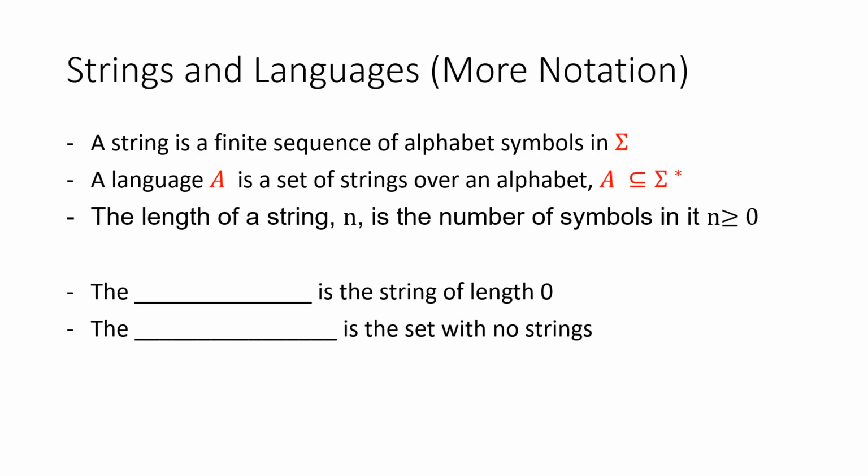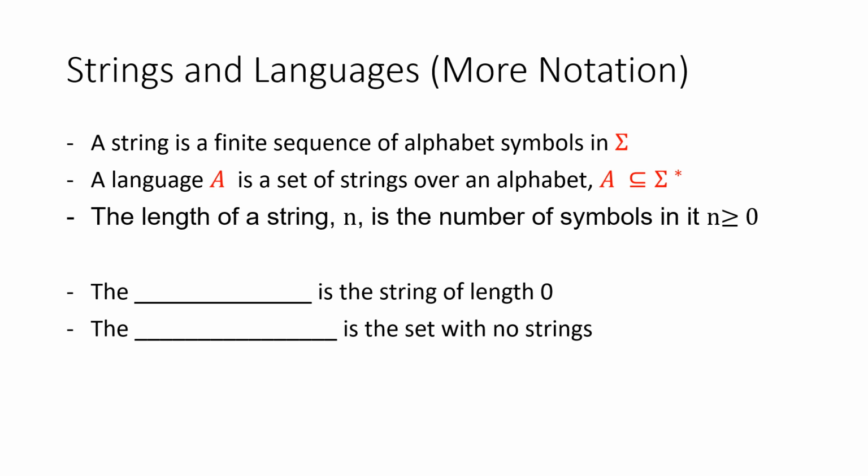Now that we have talked about the formal definition of finite automata, we can go back and look at those definitions that I had for strings and languages and put that notation back in. So a string is a finite sequence of alphabet symbols, which is going to be a set sigma. So sigma represents those alphabet symbols. A language A is a set of strings over an alphabet. In other words, A is contained in sigma star, where star means that you can repeat the letters in sigma and pick different ones over some finite length string.